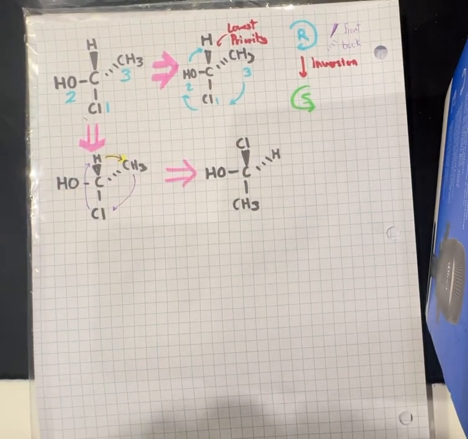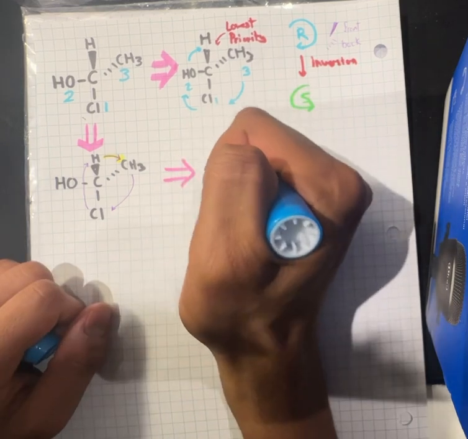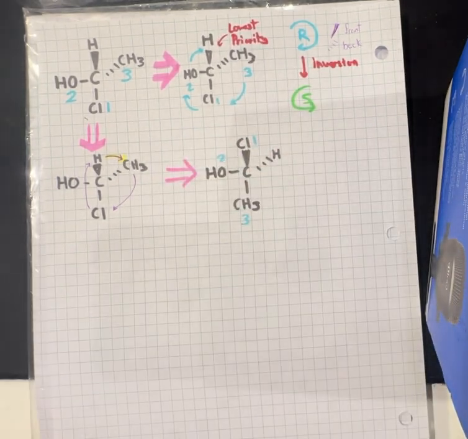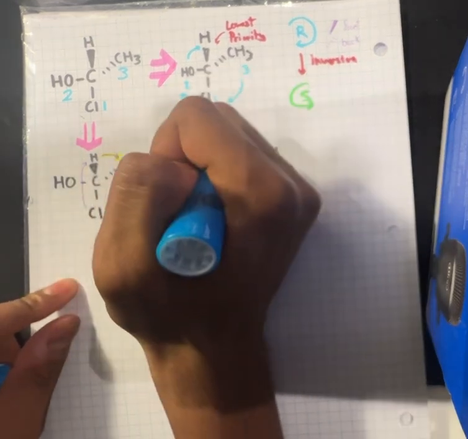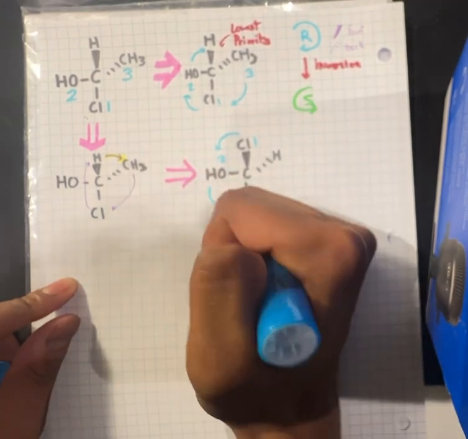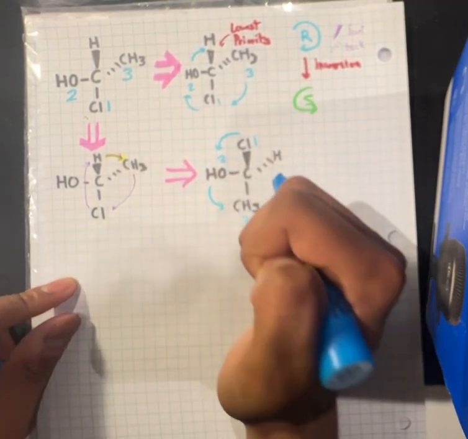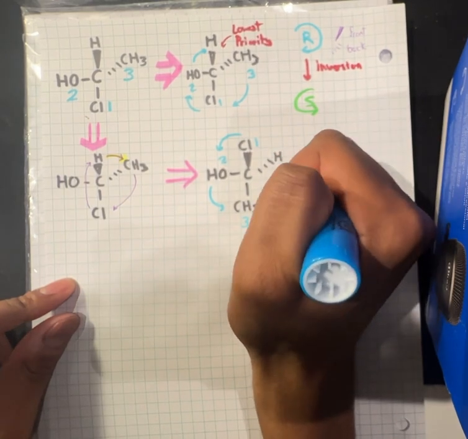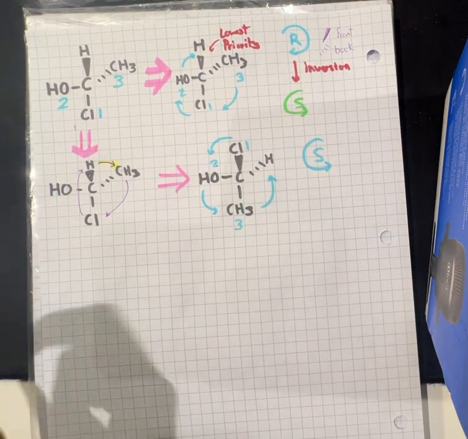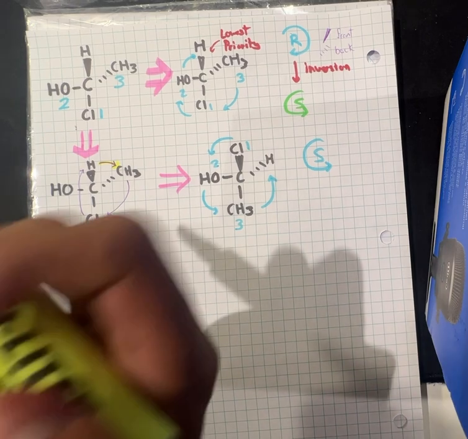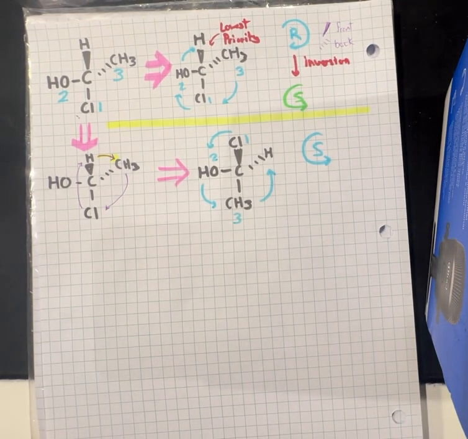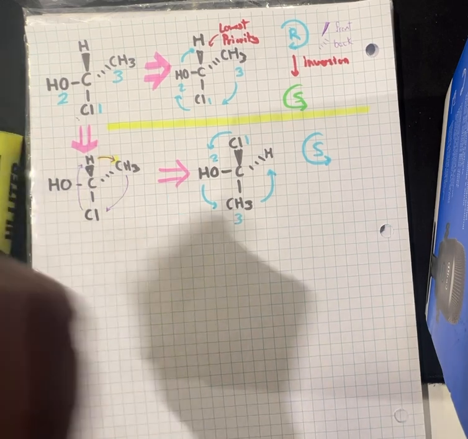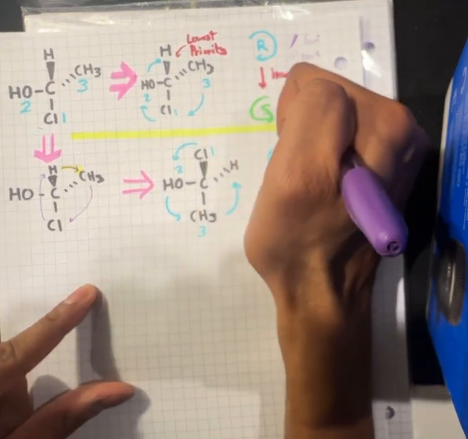Now, we can again assign the priorities 1, 2, 3, and if we do the arrow drawing from 1 to 2, 2 to 3, and 3 to 1, we get the S configuration. So those are the two approaches, and in the end we came to the same conclusion.